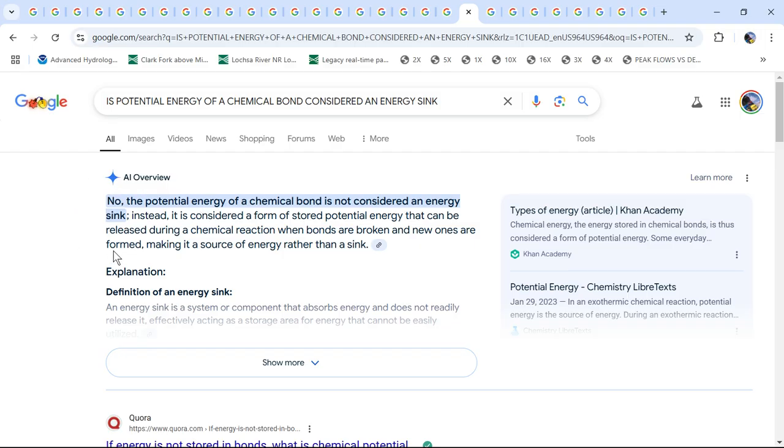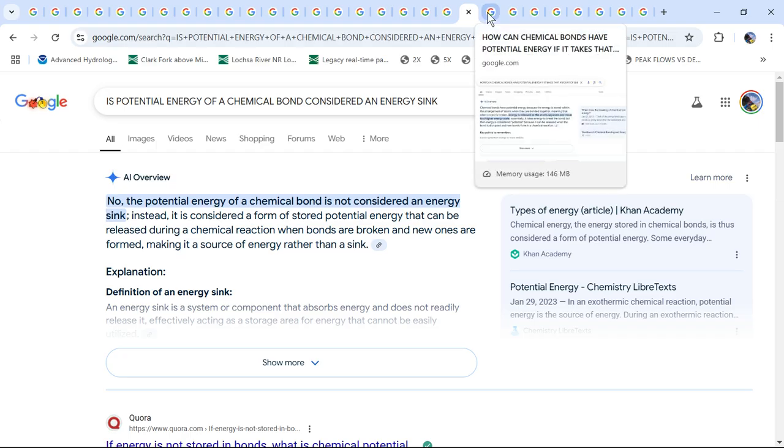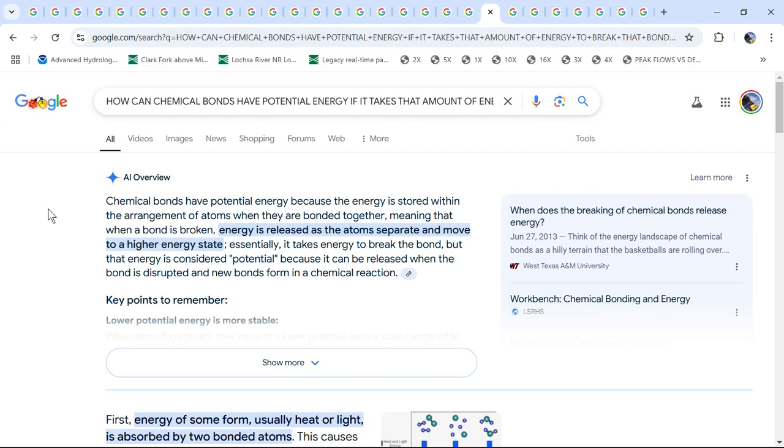If I got two hydrogen atoms and then they combined, the energy is actually external. Like the two hydrogen atoms combined will have lower energy, but they have to release a little poof of energy somewhere in the universe. You know what I mean? So this idea of bonds having potential energy, I'm not quite up to speed on that. So how can chemical bonds have potential energy if it takes that amount of energy to break that bond?